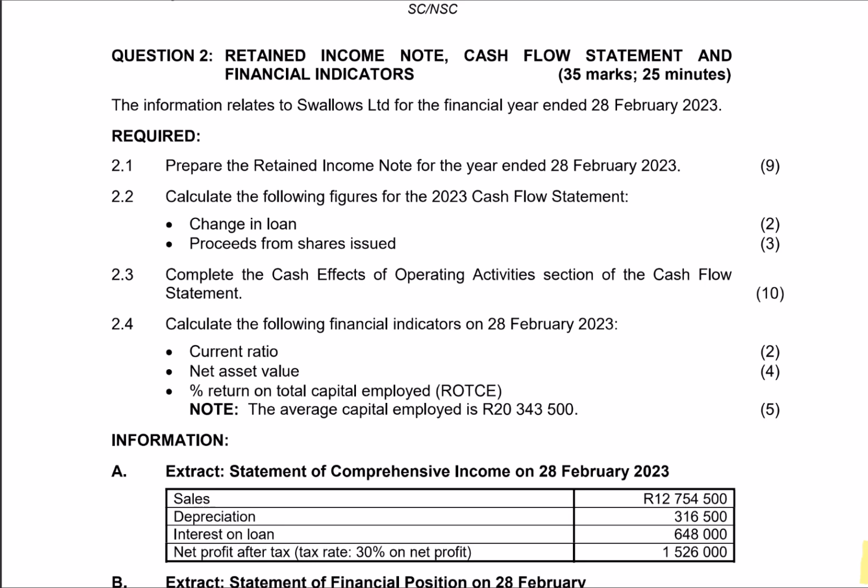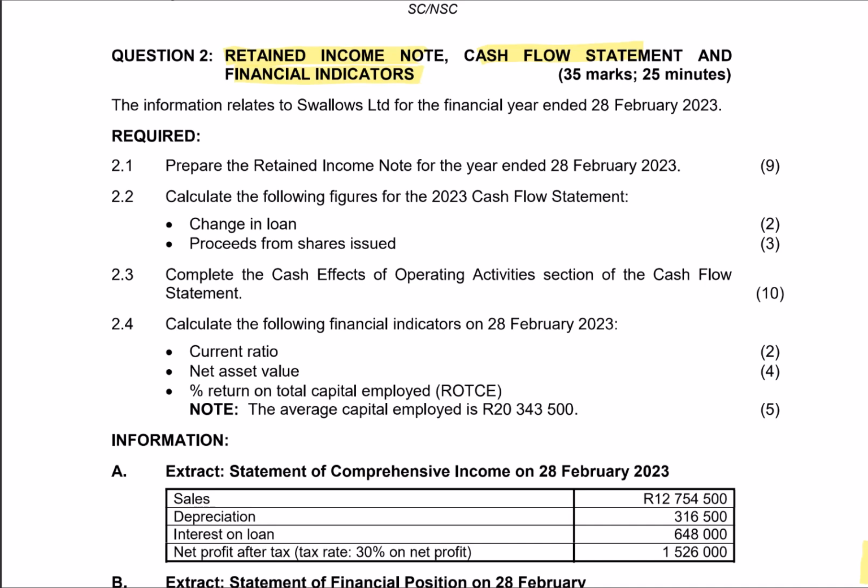Yeah, hello everyone. Let's look at this question. It's question number 2, that is the retained income note. So you need to do the retained income note, cash flow and financial indicators. It's only 35 marks, which is worth 25 minutes to complete. But let's see.